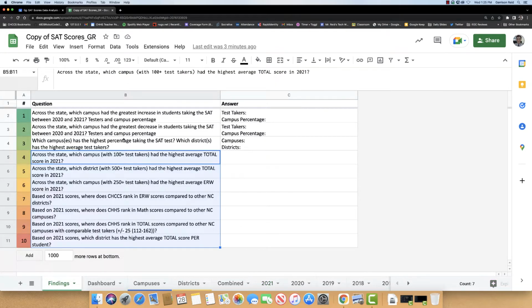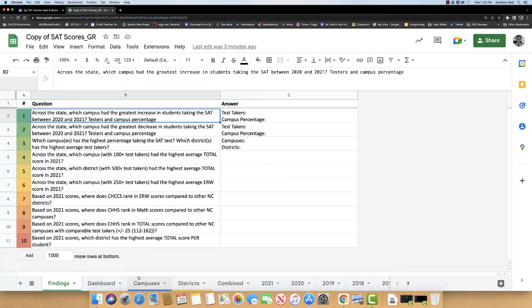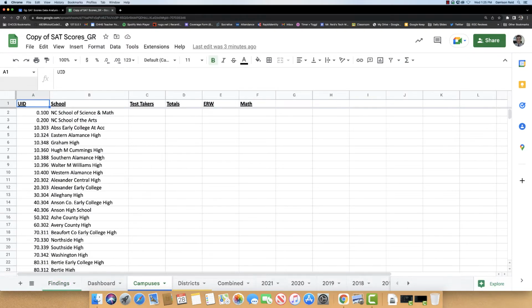So our first question is, which campus had the greatest increase? So for us, we're going to look at this campuses tab, and I want to look at adding some new columns. I'm just going to get rid of these for now.